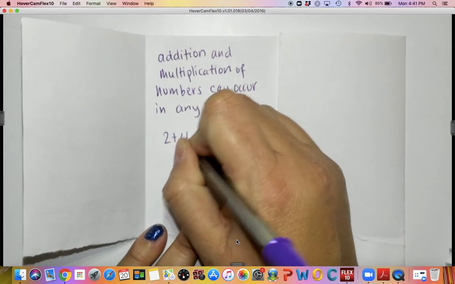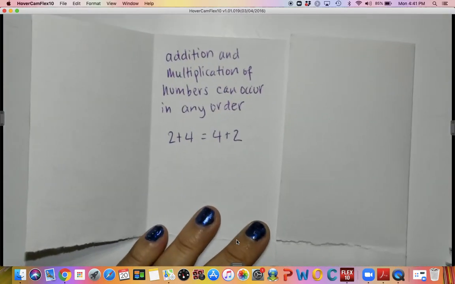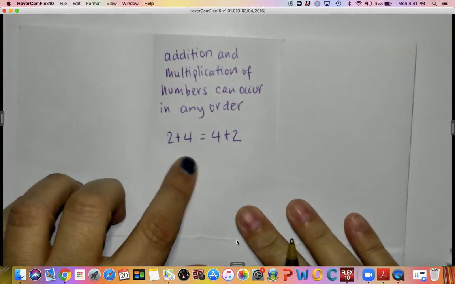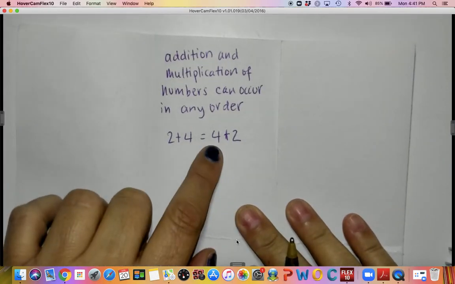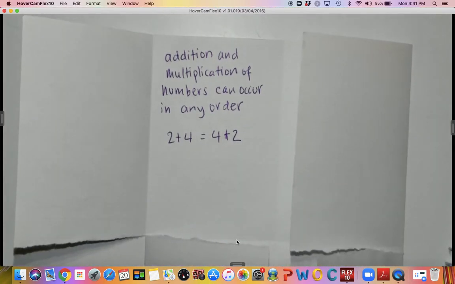2 plus 4 is the same as 4 plus 2. So when I think about it, I think about San Jose to Zanker is the same as Zanker to San Jose. It's the same way. I take the same route. It means the same thing. It doesn't change the value. It doesn't change at all.